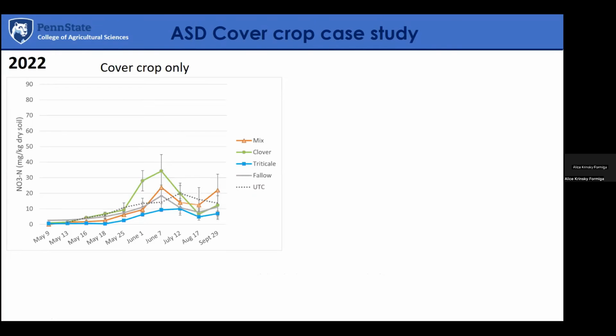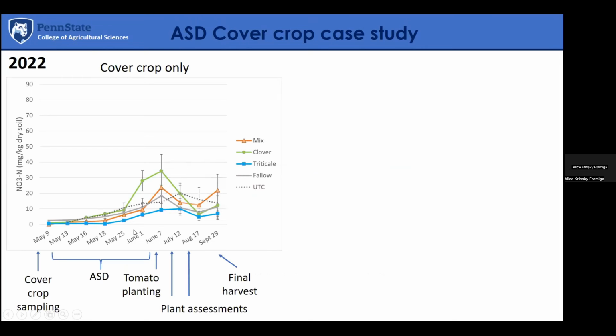Now we'll move on to looking at what is happening to the soil nitrogen levels during and following the ASD treatment. So this is 2022 again. And first we'll look at the plots that only had the cover crops. We're looking at the levels of soil nitrate over time. And for the different cover crops grown alone, we can see that right at the time that the ASD treatment is ending and we're about ready to plant tomatoes, the crimson clover clearly had higher soil nitrogen levels compared to the other plots.